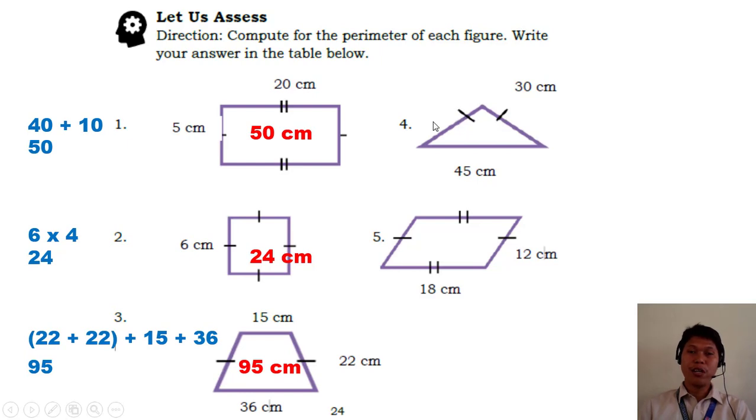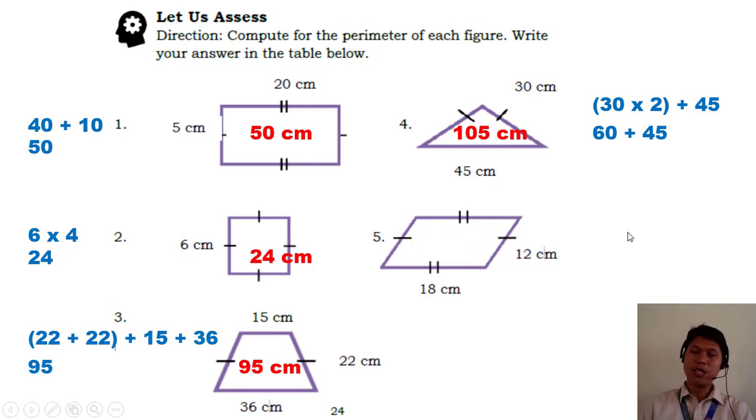So you can see also in figure number 4, there are symbols like this. It means that they are congruent. So if this is 30, this is also 30. So it is 30 times 2, which is equal to 60, plus this 45, which is equal to 105 centimeters. Next, these two sides are 12 centimeters, and these two sides are 18 centimeters. It is a parallelogram. And this 18 times 2 is 36, and 12 times 2 is equal to 24. 36 plus 24 is equal to 60. Then the perimeter of this is 60 centimeters.